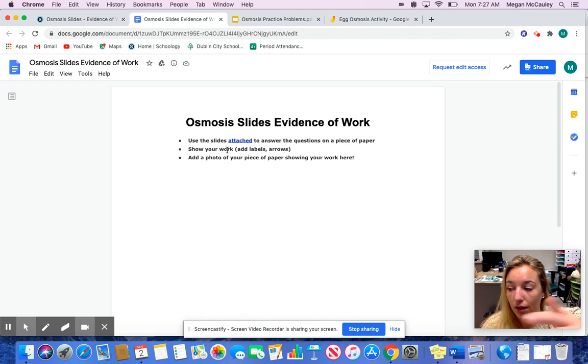I'll have some paper in class for those of you that want to do it handwritten, like drawing the picture and labeling. You can upload the picture here, or you can type it out. Number 1, the hands are hypotonic. The water around it is hypertonic. You can do however you want, but I need to see evidence of every single question on this sheet, and you need to upload and submit this.